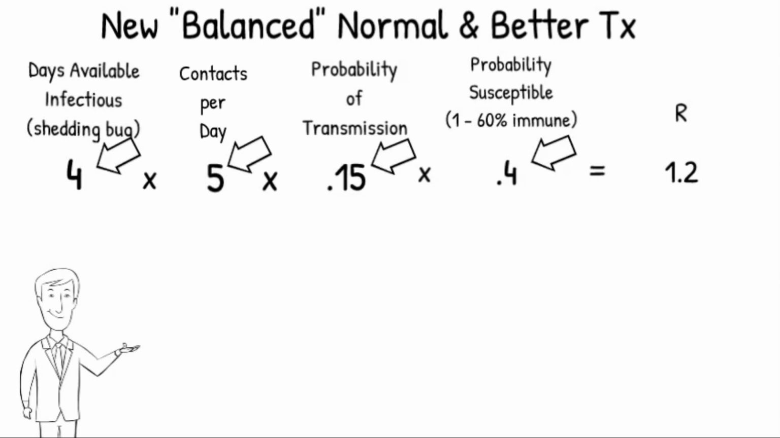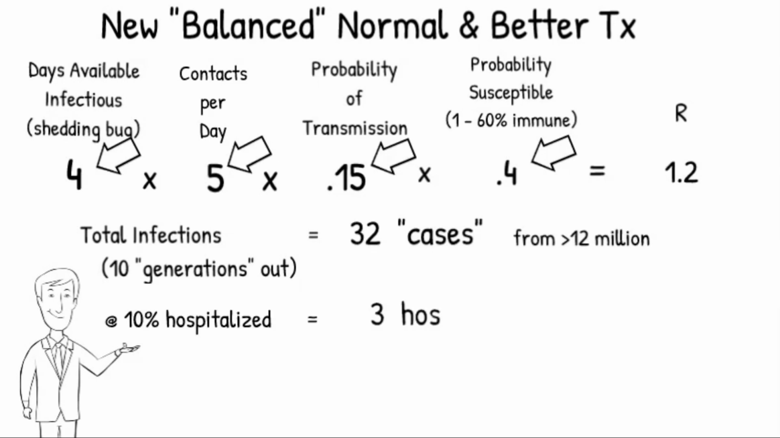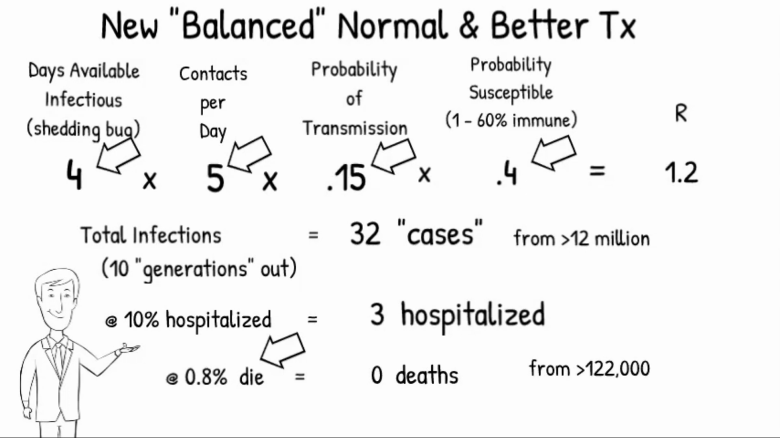it's 40% susceptible. That gives us an R of 1.2, leading to 10 generations out, 32 cases, 3 hospitalizations. And if we improve treatment so that we reduce the probability of death from the previous 1% to 0.8%, then in this situation, we get no deaths, down from the original 122,000. So that might be something that a new normal could look like when we get better treatment and increase the immunity within the population and let the economy pick up again.